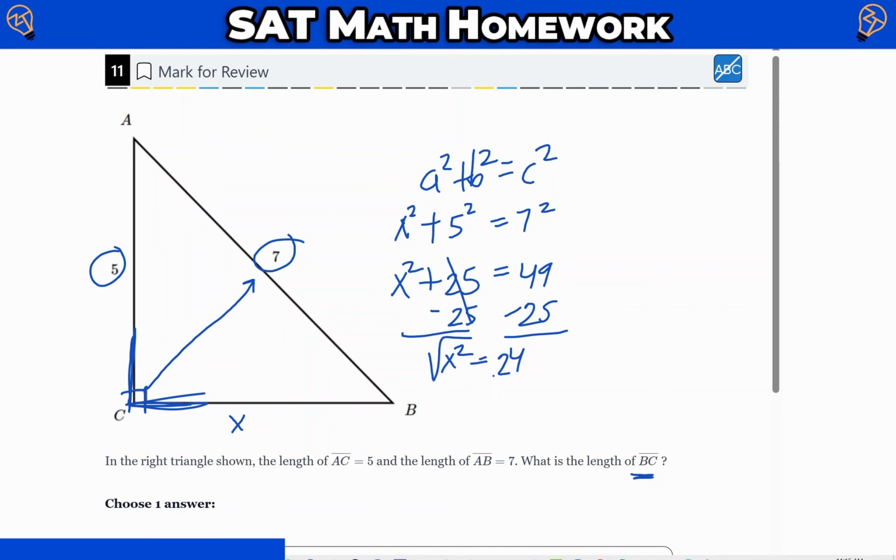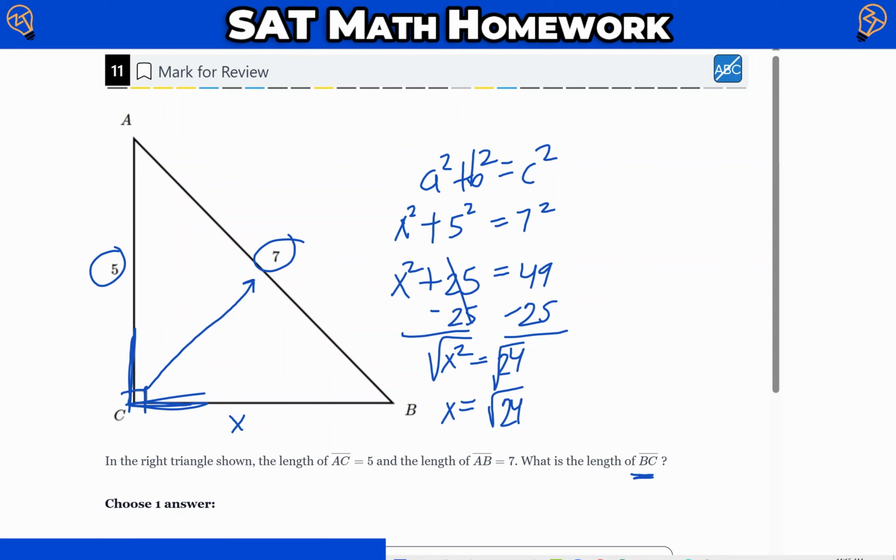And now we're going to take the square root of both sides. Well, technically when you take the square root of something squared, you get two answers, plus or minus. But because we're talking about a real life problem here, or a triangle with side lengths, you're not going to say you have a negative length. So it is positive root 24.